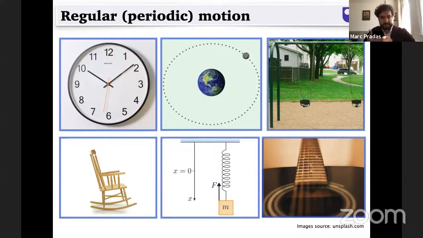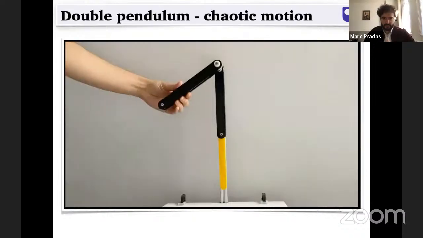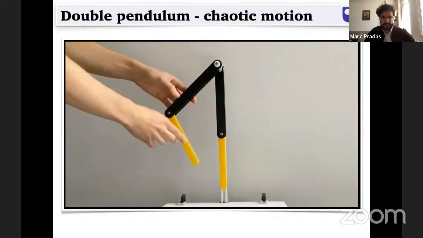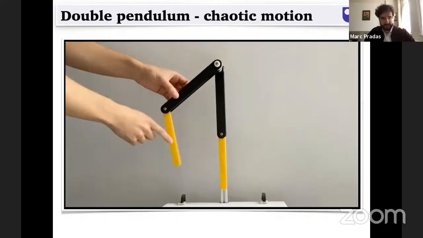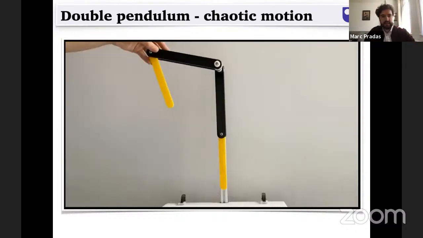So let's now complicate things a little bit more, and let's go back to this mechanical system. Now instead of looking at a single pendulum, we'll be looking at the motion of a double pendulum, which means we have another bar attached at the end of the first bar, and this yellow bar can move around the end of the black bar. So I'm going to do the same. I'm going to lift this object and let it go, and I'm going to play it in slow motion again.